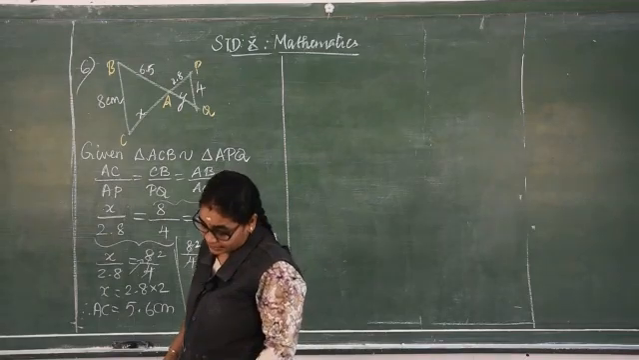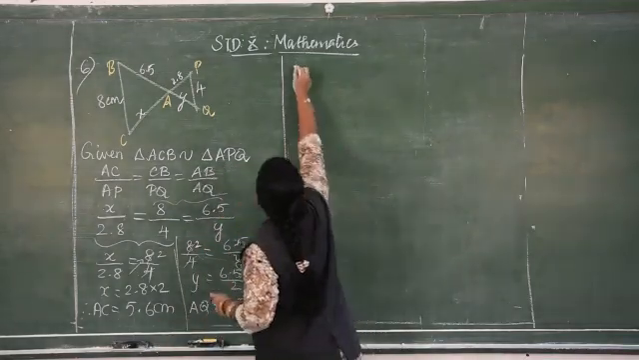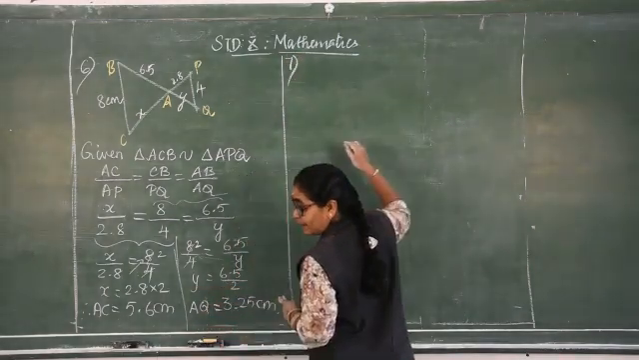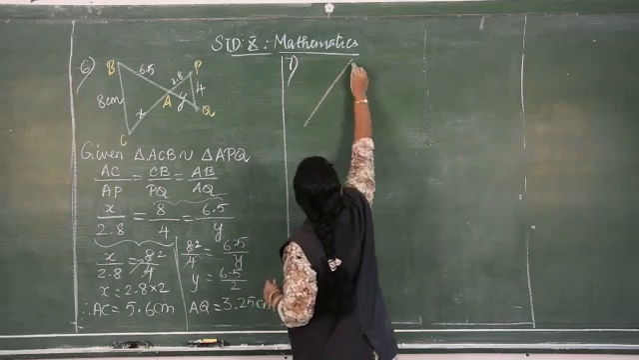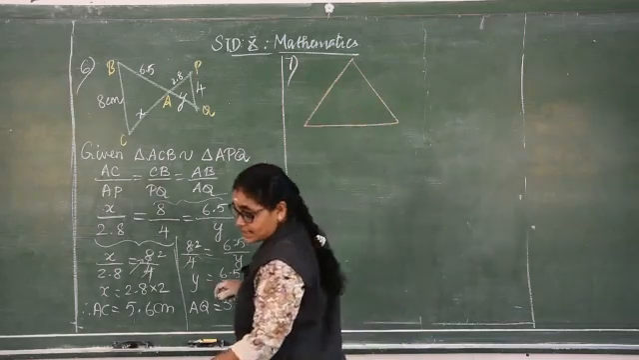Now the 7th question, the diagram has been given in this pattern. For the 7th question, your diagram, all are understanding sums alone.